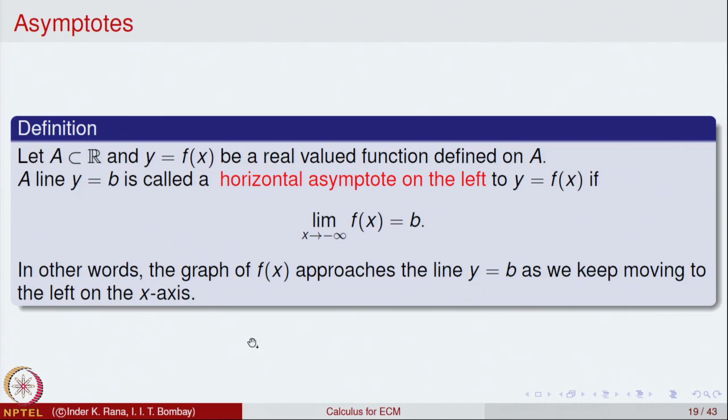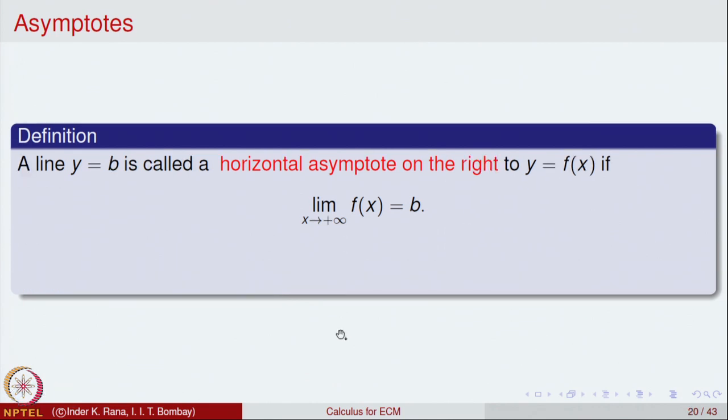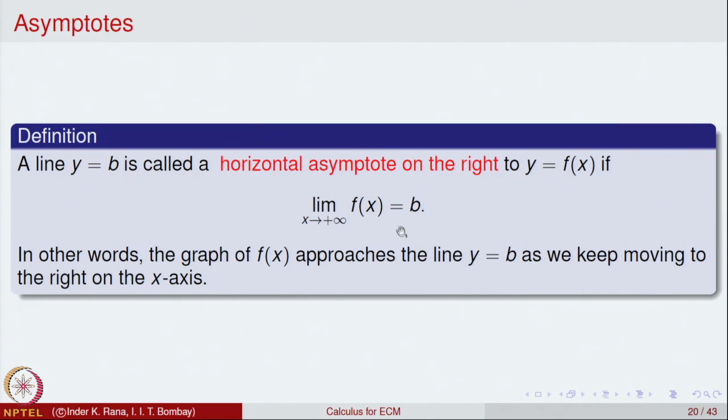Similarly, you can have a horizontal asymptote on the right. The only difference is that x is approaching plus infinity. So, horizontal asymptote on the right side of f of x, if x going to plus infinity, f of x is equal to b. As you go away and away on the x axis, your value f of x becomes b. That is what happened in the previous example, as the average cost came closer and closer to the line y equal to 2, y equal to half. So, in the previous example, you can say y equal to 2 is a horizontal asymptote on the right side.